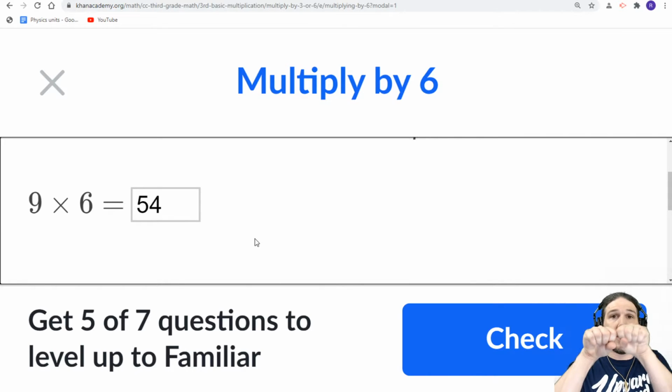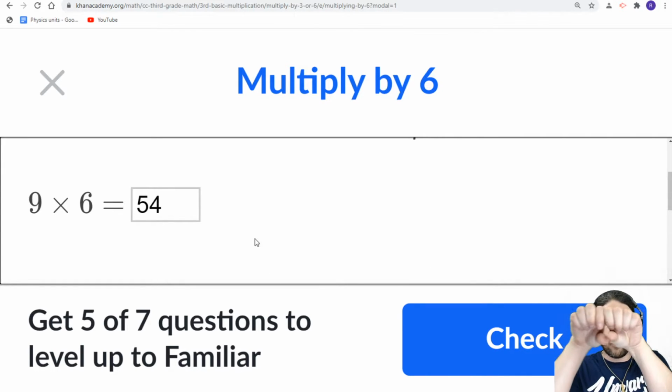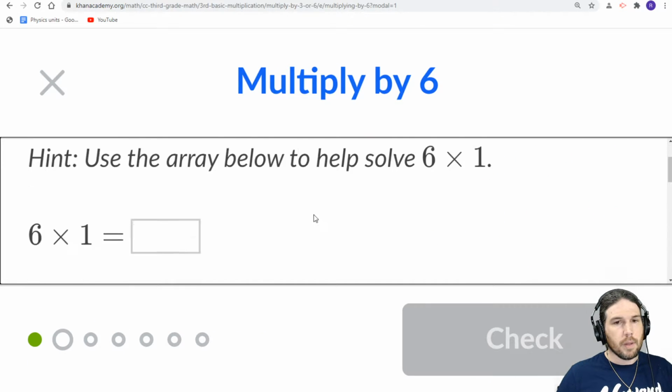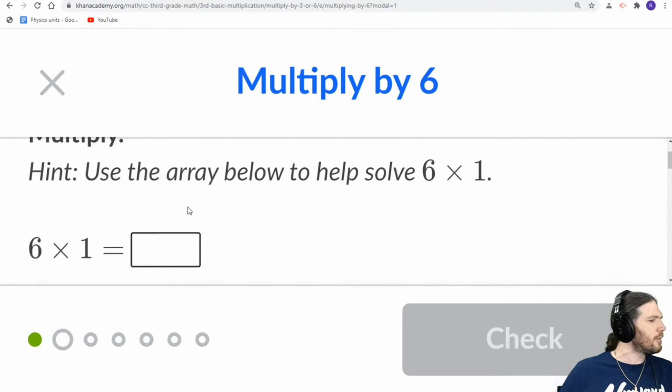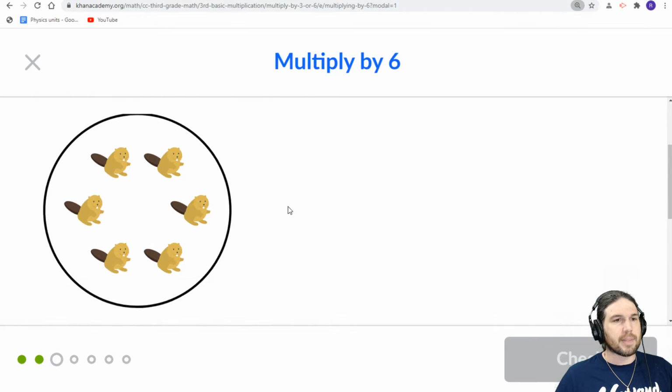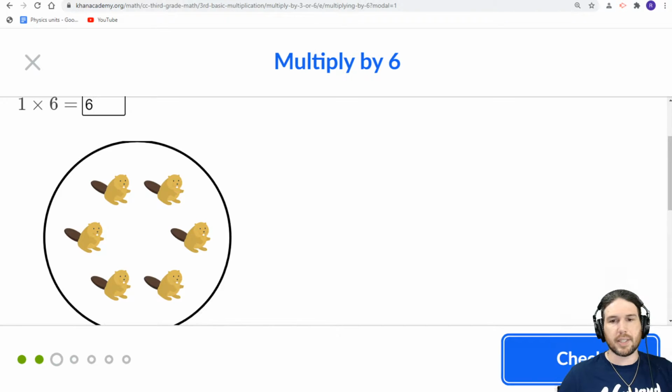54. This is also where the knuckle trick comes from. Because when you remove one of your knuckles, then there are 9 left, so the 2 digits will always add up to 9. 6 times 1, anything times itself. Anything times 1 is itself. 1 times 6, also, still just 6.